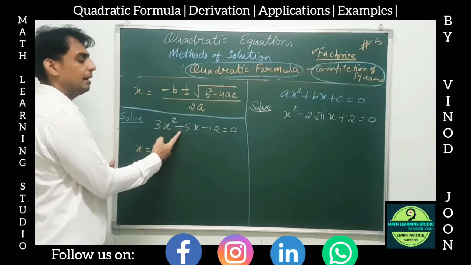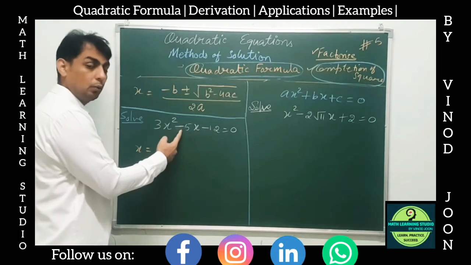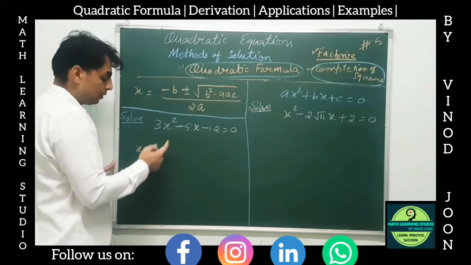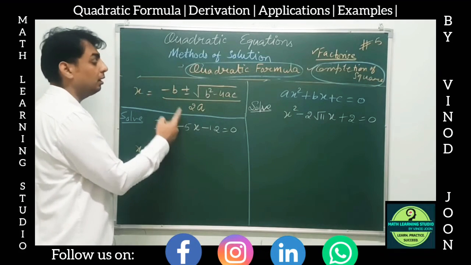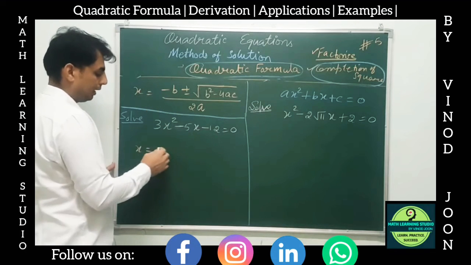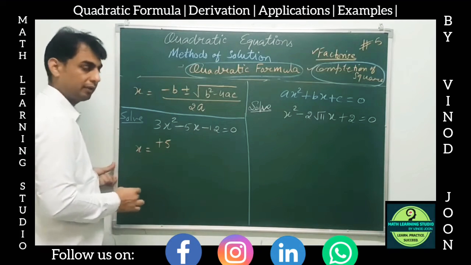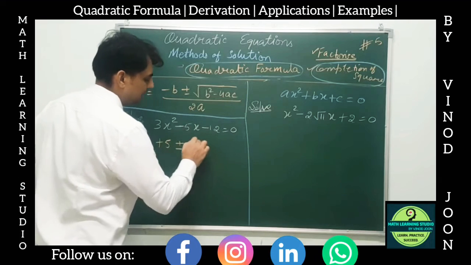Minus b. So what is minus b? Means it is b here. What is b here? Minus 5. So we have to take the negative of b. Whatever the value of b we have here, we take the negative of that. Negative means it becomes plus 5. Then we have plus minus sign.